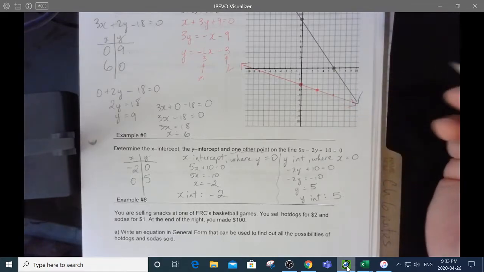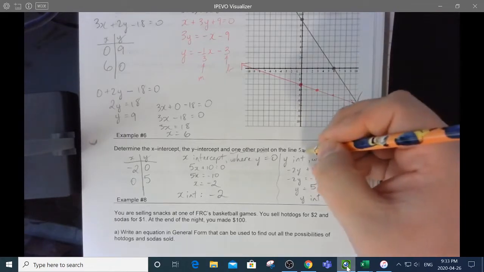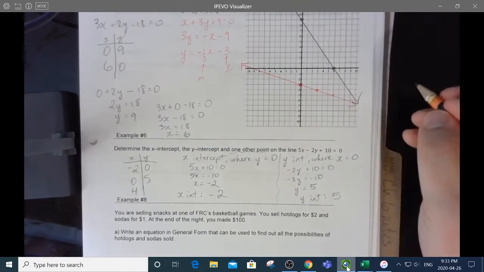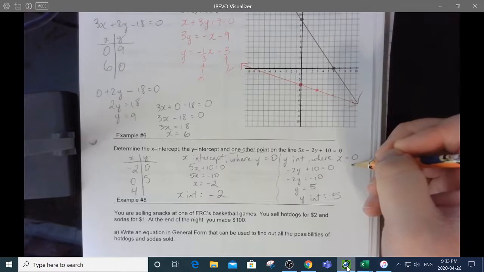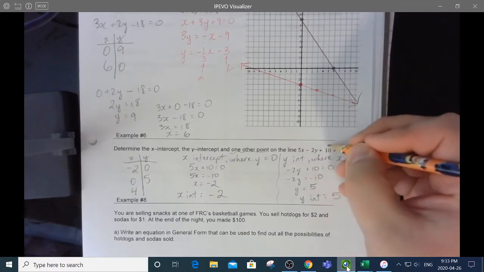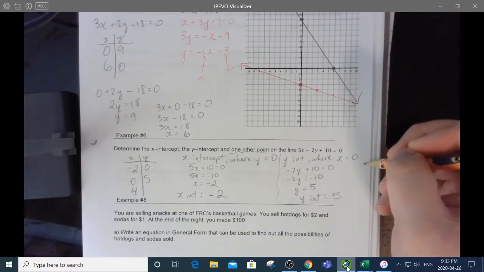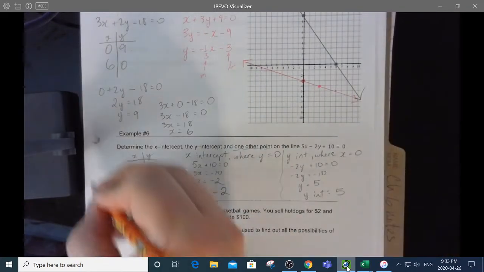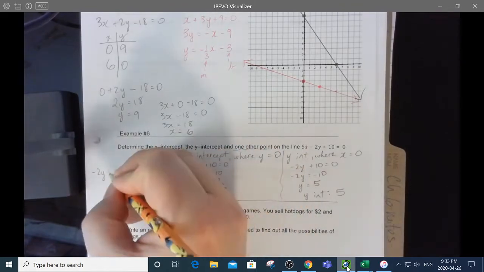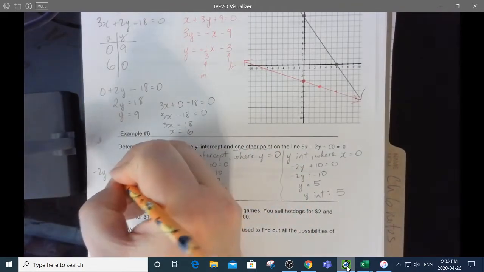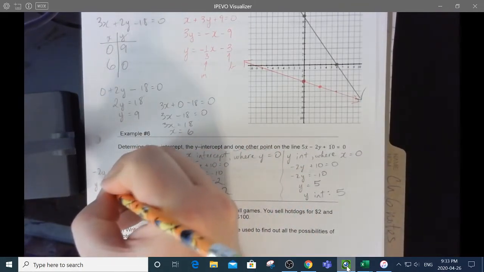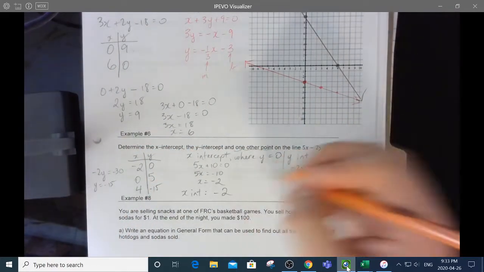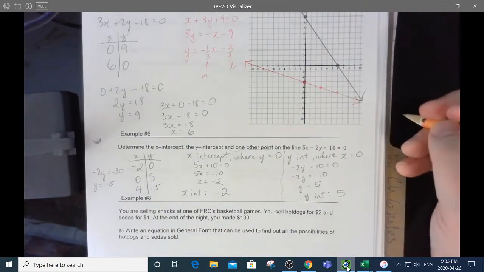So why don't I just take x and make it 4? That's an even number. So 5 times 4 is 20. 20 plus 10 is 30. Move the 30 to the other side of the equation. So I have minus 2y equals -30, and y would equal -15. So there we go. One other point could be the point (4, -15).